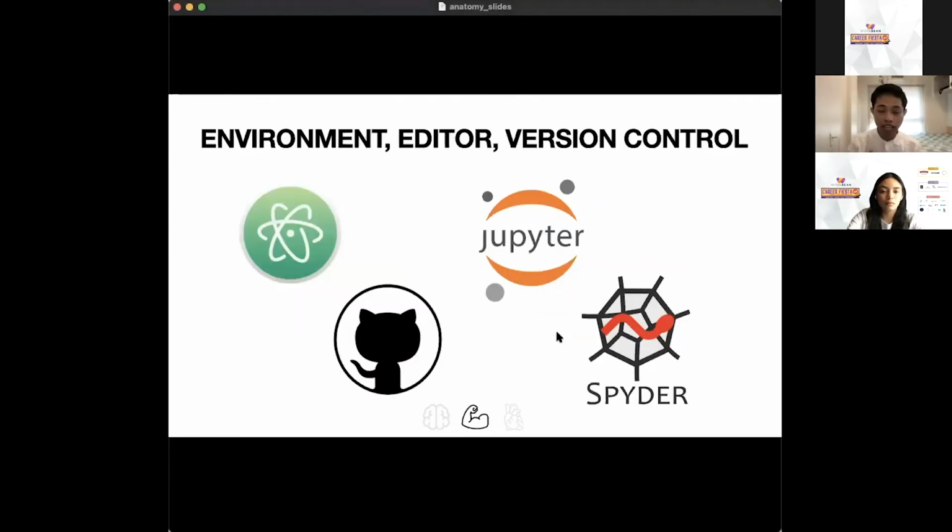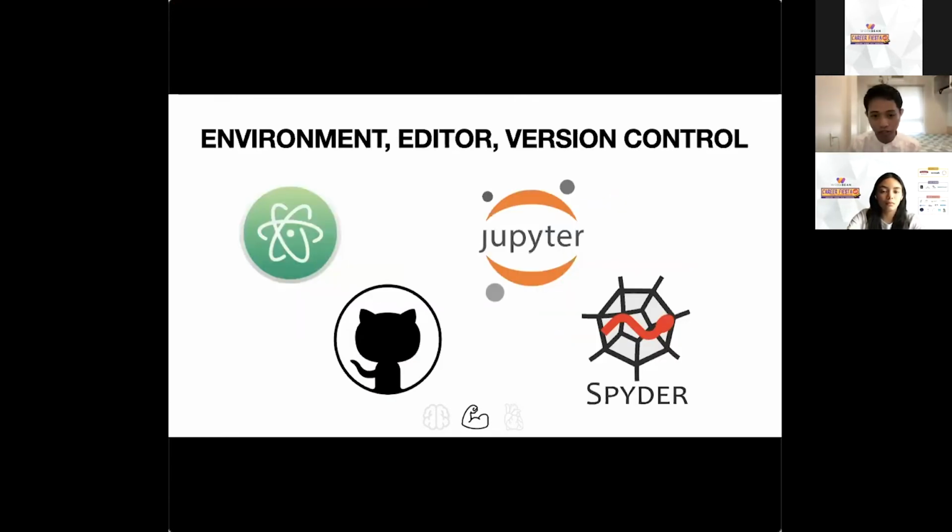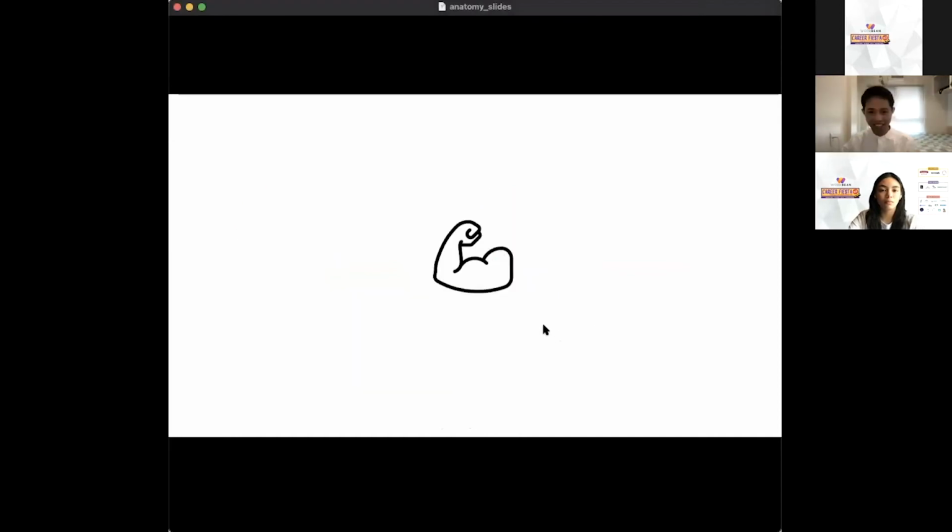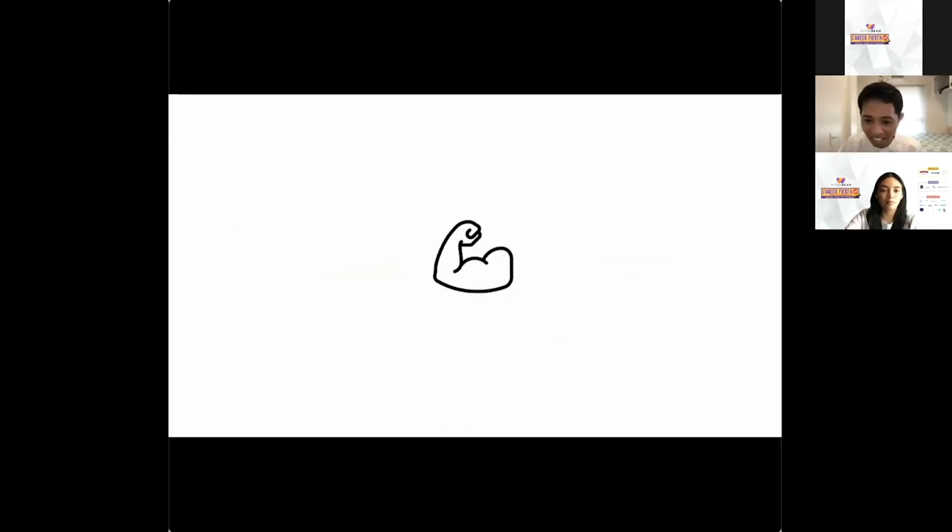For the environment and the editors that I use for version control, for keeping my code clean, I use Atom. You can also use Visual Studio, but I use Atom, and Jupyter Notebooks for code demonstration. For deployment, I use Spyder, and of course GitHub to do my version control. Okay, so I think that's it for the points that I have for the tools part. One last point that I want to make for the tools is that they are only secondary.